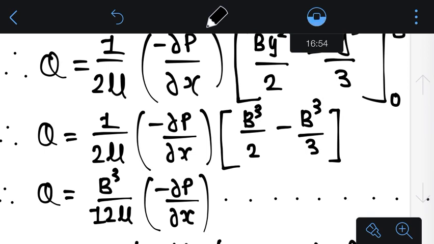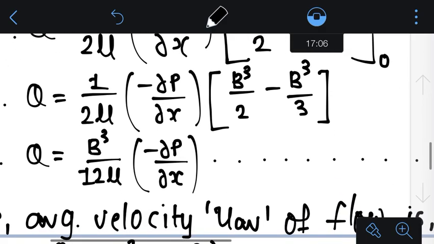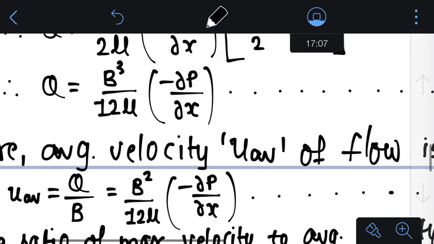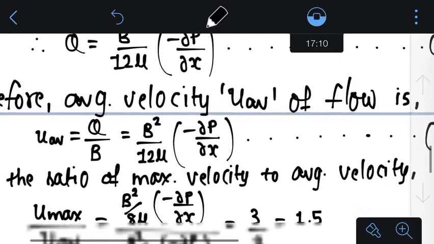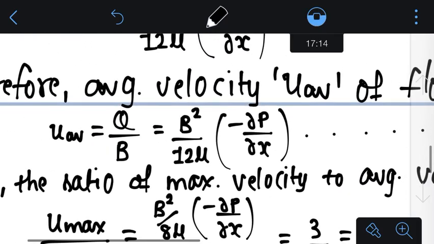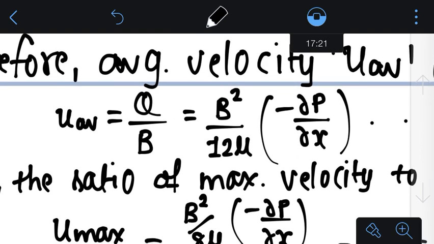So we can take the common term in the denominator here. So it would be 6. So 6 will be multiplied with the 2 outside. So the final form of Q will be B cube upon 12 mu into minus ∂p/∂x. This is the discharge that we have got. Now we have to obtain the average velocity. So average velocity is nothing but discharge by area. But here, it has been written as u average equals Q by B. So the area we have to consider is nothing but the discharge per unit width that we have considered.